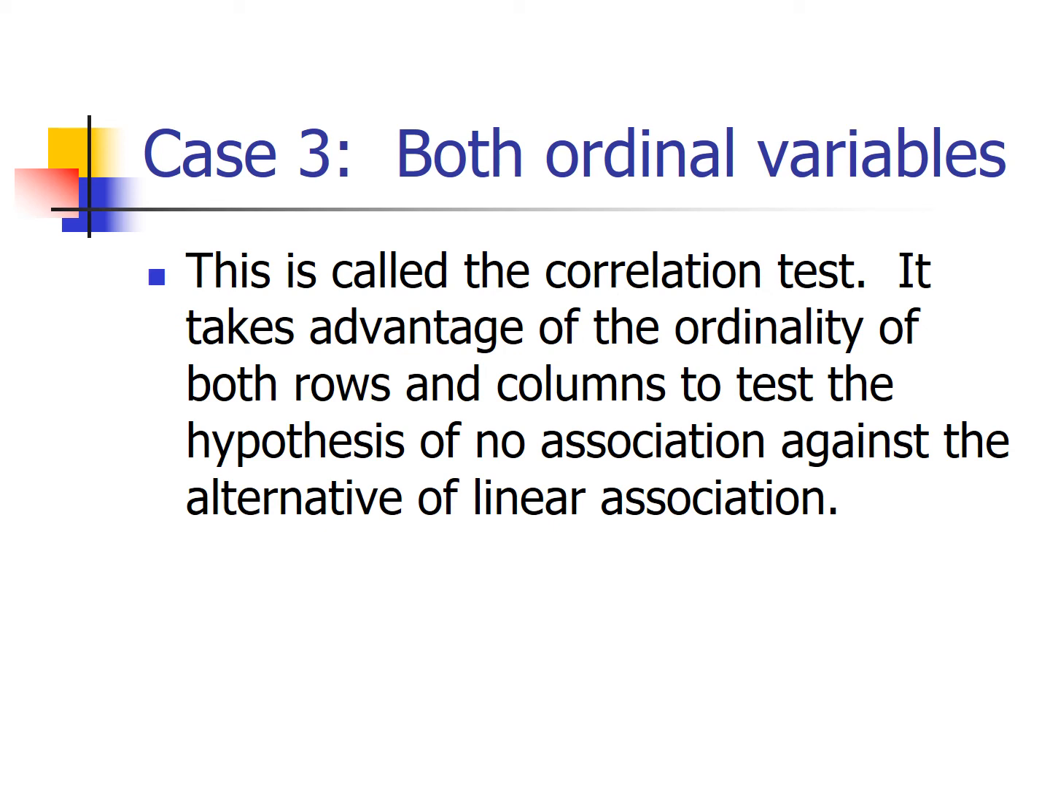So our third case is what? We have both variables being ordinal. In this situation, we do what's called the correlation test, or, in a reverse way of describing it, the test of 0 correlation, or test of no correlation. This test utilizes the ordinality of the rows and the columns to test the hypothesis of no association against one of linear association.